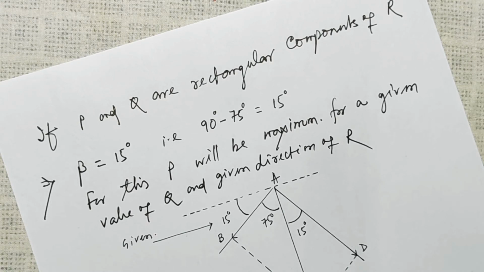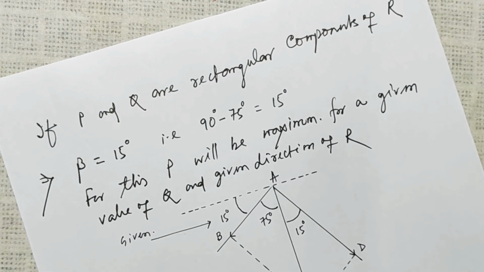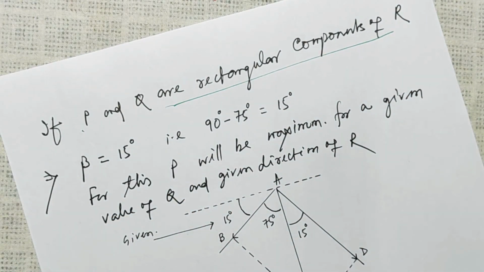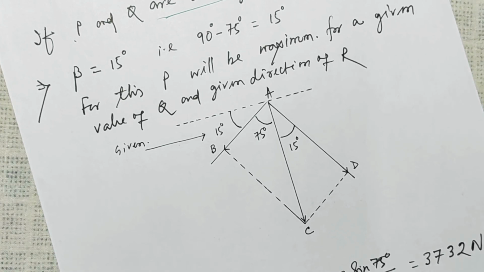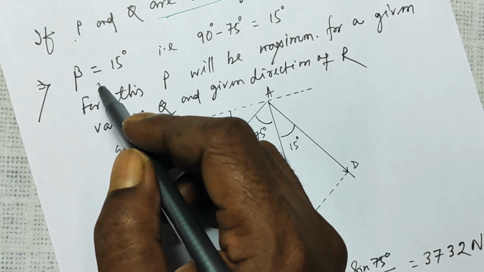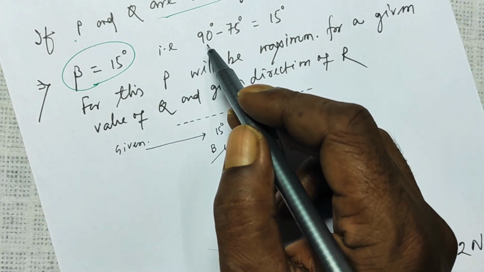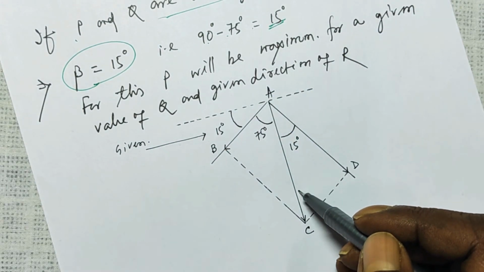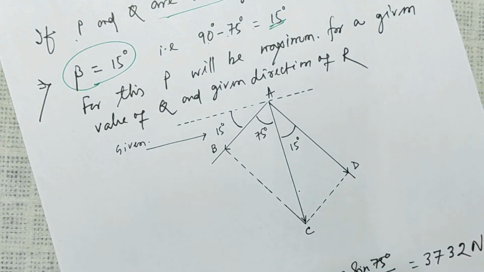So if P and Q are rectangular components of R, it implies beta is equal to 15 degrees, that is 90 minus 75 is 15. I will explain to you how. If P and Q are rectangular, how will beta be 15 degrees?